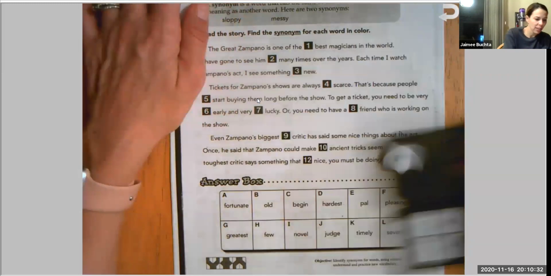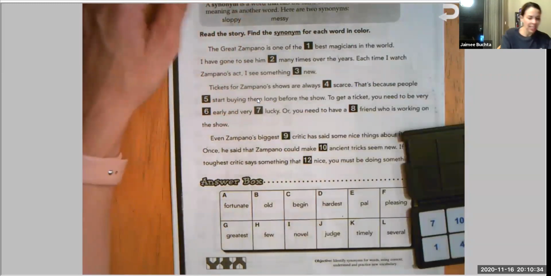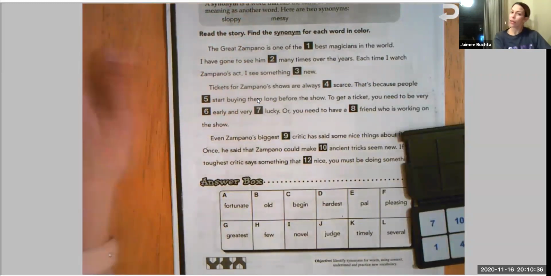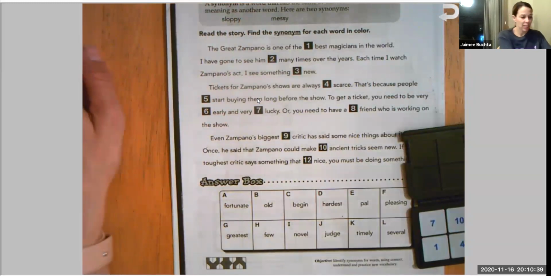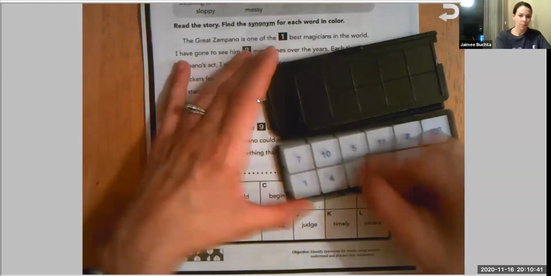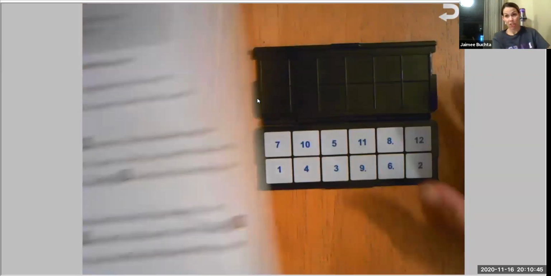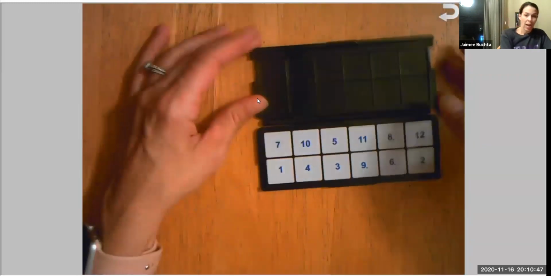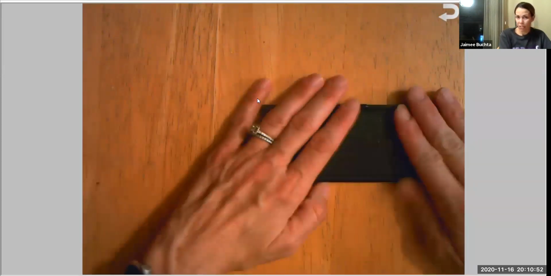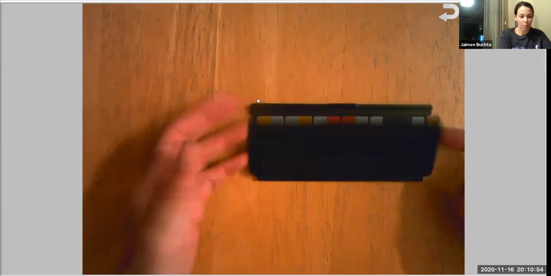I'm going to double check. Each time I watch Zampano's act, I see something new. Another word for new is novel. And so I'm going to take number 3, and I'm going to put it at I. Once I have them all over the letters how I want them, I'm going to set my sheet to the side. I'm going to close my Versatile. I'm going to flip my Versatile. I'm going to open it back up.